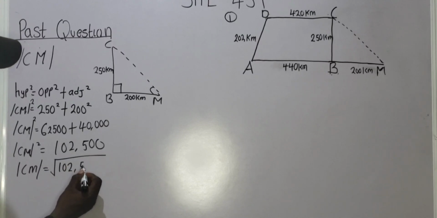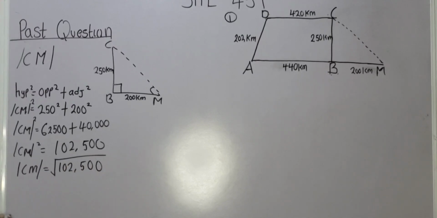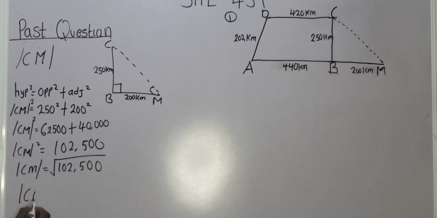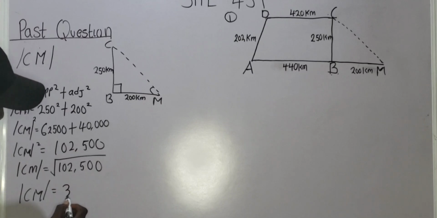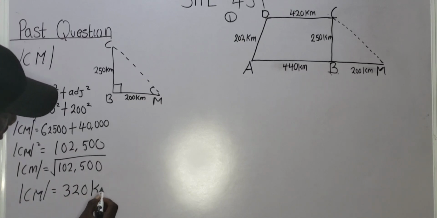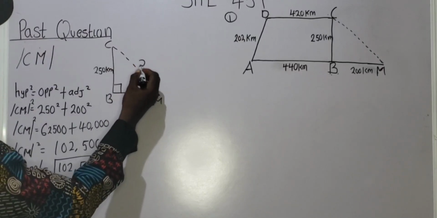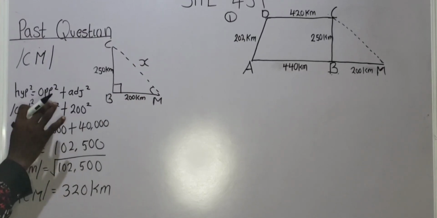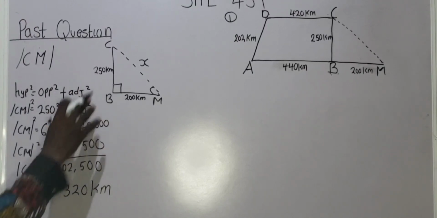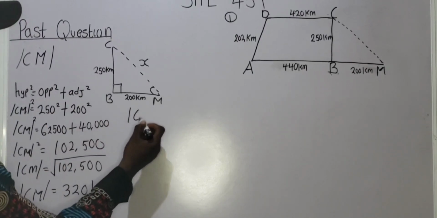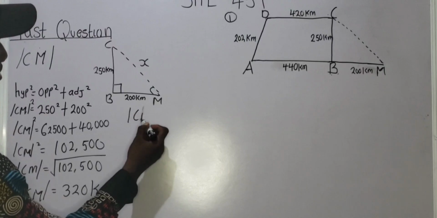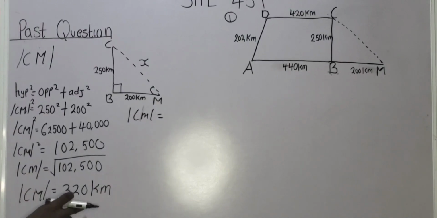So line CM is equal to the square root of 102,500, that is 320 kilometers. And you can represent line CM as x. Just say that x squared is equal to 250 squared plus 200 squared. Then you get your answer and say that, therefore, line CM is equal to 320 kilometers.